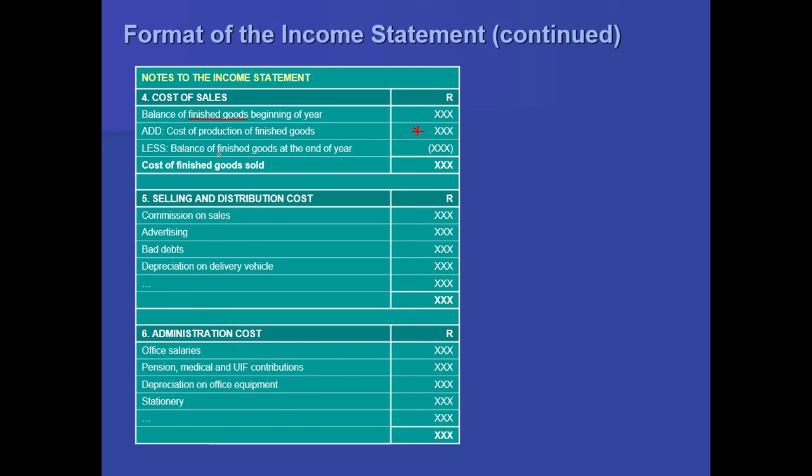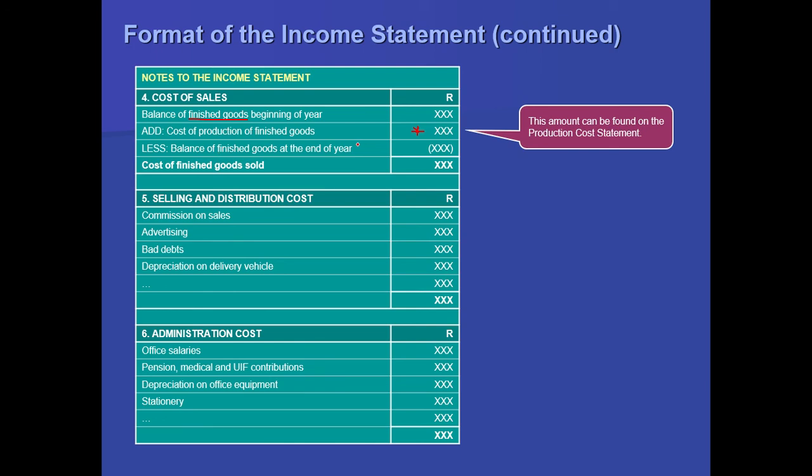Note that your balances will be different. There will be opening balance for raw materials. That goes to note number 1. And there will be opening balance for finished goods. That comes here. All right. And then there will be opening balance for indirect material. That goes to factory overheads. Okay. So you will be given those balances. And obviously you will actually use this to determine the cost of sales.